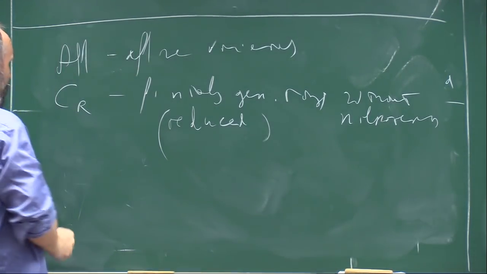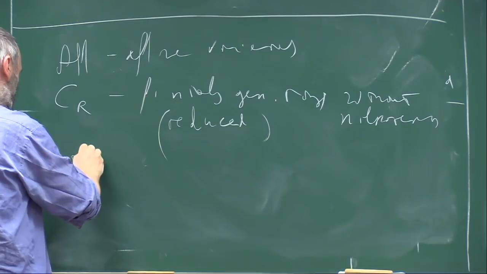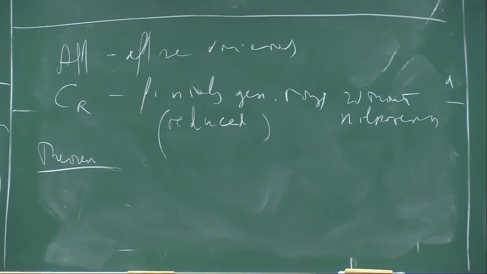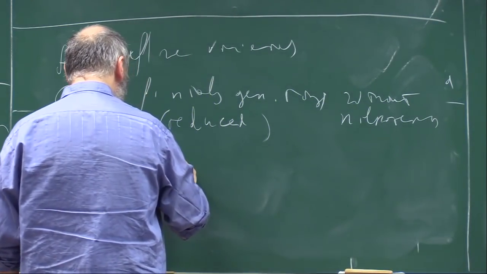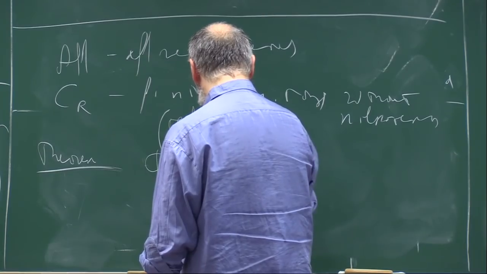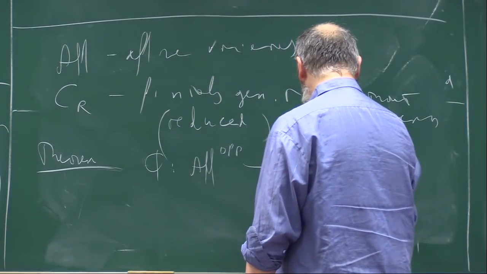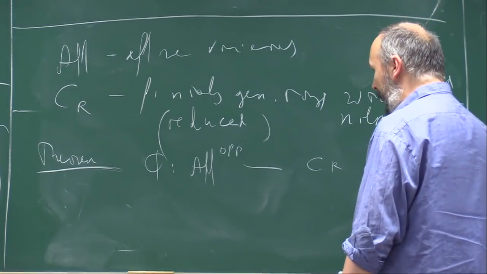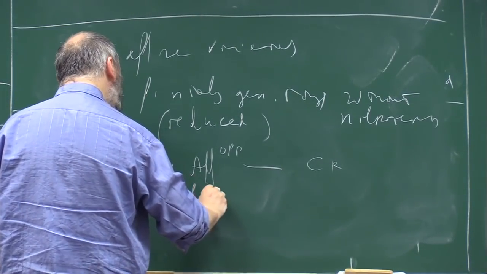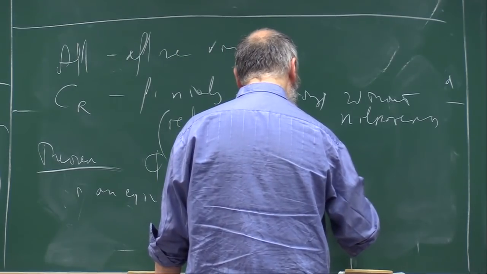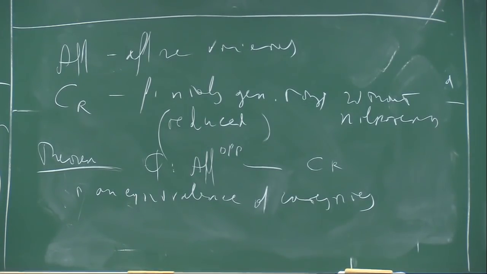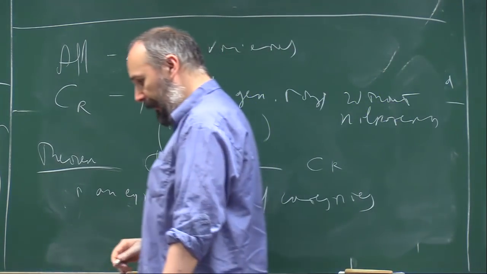You have an obvious functor from affine varieties to rings. Namely, from an affine variety, you just take its ring of functions. So Phi is a contravariant functor from Affine^op to CR. And it is an equivalence. This is what is called the strong Nullstellensatz. It's slightly more complicated than the Nullstellensatz, but in fact, the proof is very straightforward.